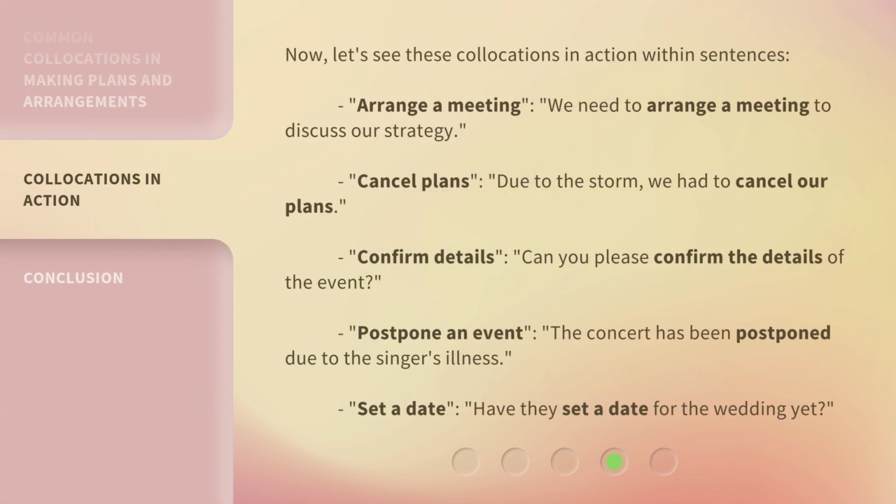Now, let's see these collocations in action within sentences. Arrange a meeting. We need to arrange a meeting to discuss our strategy. Cancel plans. Due to the storm, we had to cancel our plans. Confirm details. Can you please confirm the details of the event? Postpone an event. The concert has been postponed due to the singer's illness. Set a date. Have they set a date for the wedding yet?